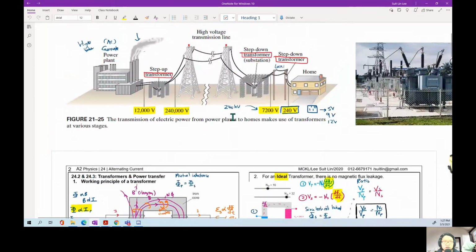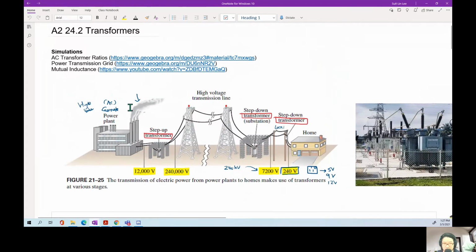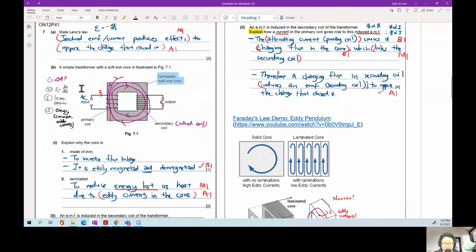It's a very important idea: whenever we send current from a power plant, we step up and step down. So basically, as humans, we have managed to master electricity by mastering magnets. These are very big ideas.